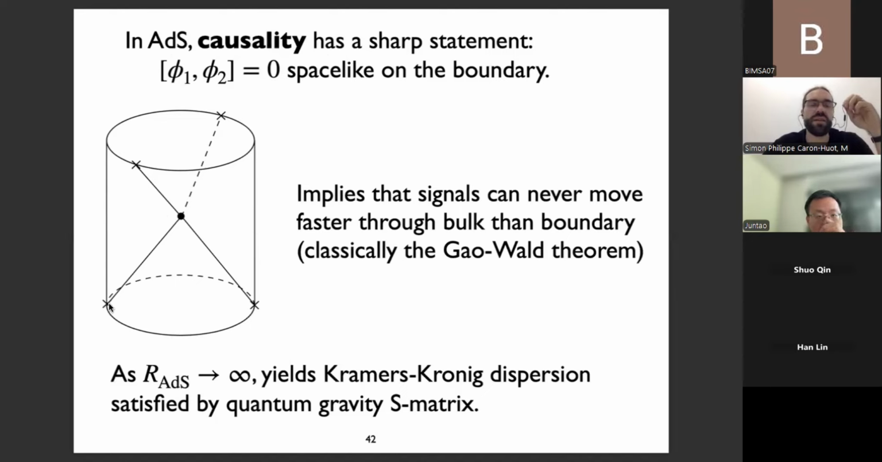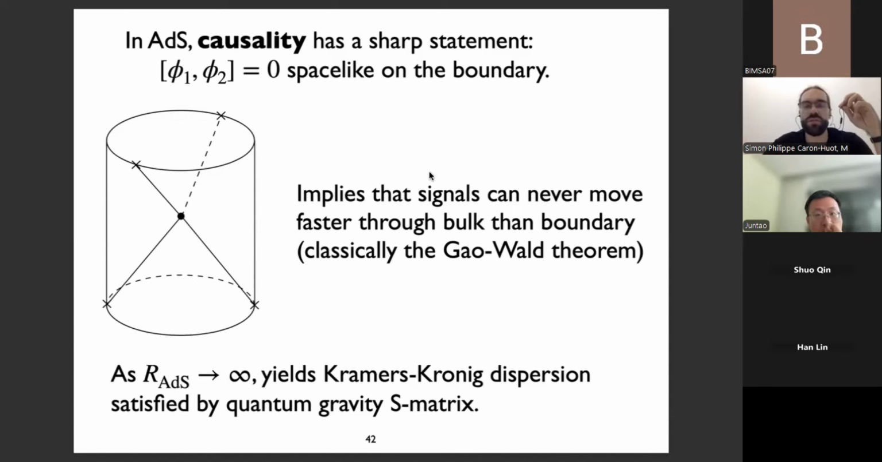And the fact that you have causality on this boundary theory really means that signals can never go faster through the boundary than through the bulk. Otherwise, you will violate this commutator statement. So physically, that means a signal should not be able to go faster through the bulk. And that's classically a statement known as the Caron-Huot theorem, but it's an exact statement in the CFT.